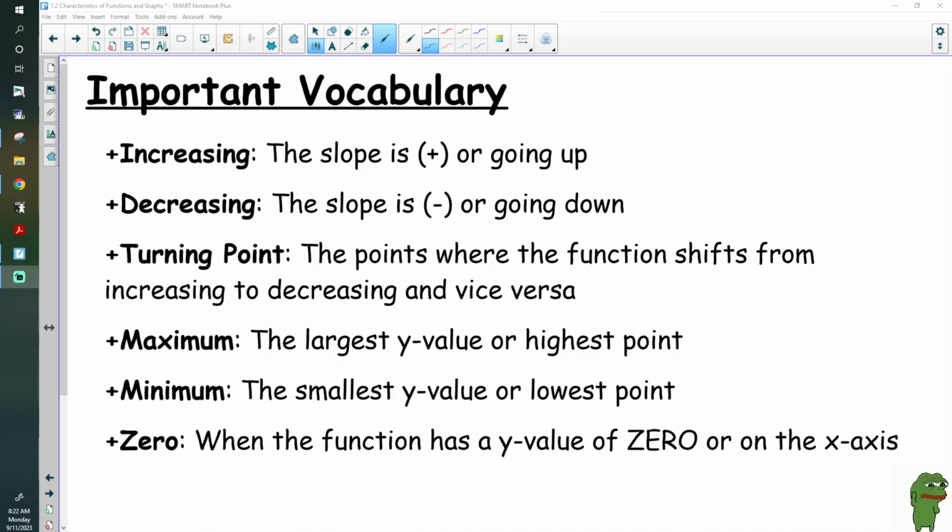Remember, increasing means the graph is doing what? Going up. Going up. Like that. Decreasing means it's going down.